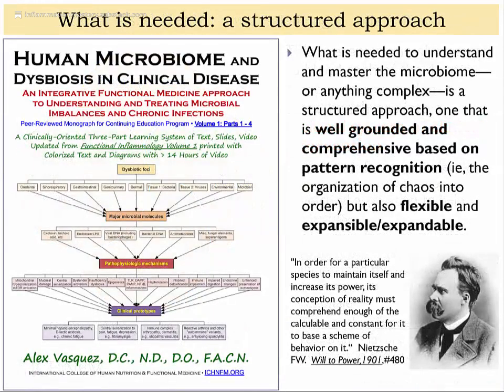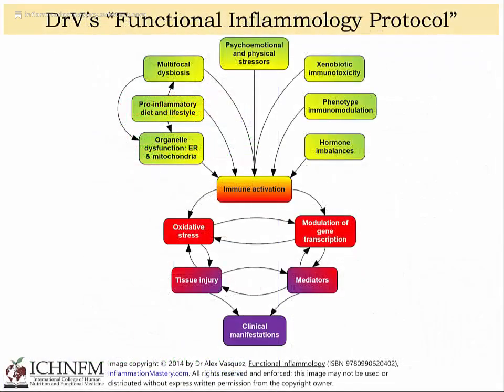As I've mentioned to you from the outset, what I'm aiming for here is a structured approach, to the extent that that's possible, in our understanding of the human microbiome and dysbiosis in clinical disease. Again, the emphasis here is on clinical action. I'm not trying to be or convert anyone into a microbiologist or a pathologist for that matter. What I'm focusing on here are the specific clinical actions we can take with reference to the human microbiome to alleviate dysbiosis-induced disease. I've shown you my model previously of functional inflammology.